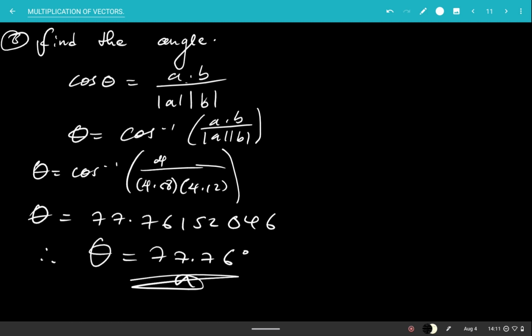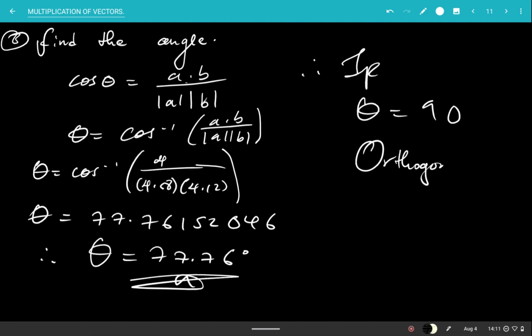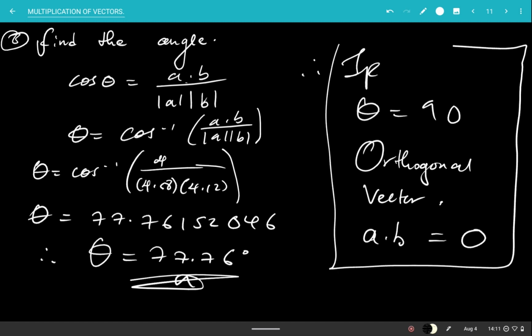Now, you need to understand one thing. If theta, the angle between the two vectors, is equal to 90 degrees, then the two vectors will be called orthogonal vectors. This implies that if they are orthogonal, then the dot product of the two vectors, A dotted with B, should give you 0. Very important point. So this is everything you need to know about the dot product.